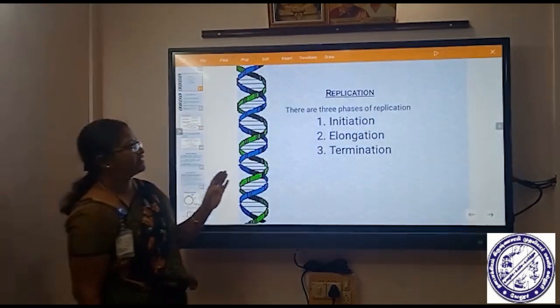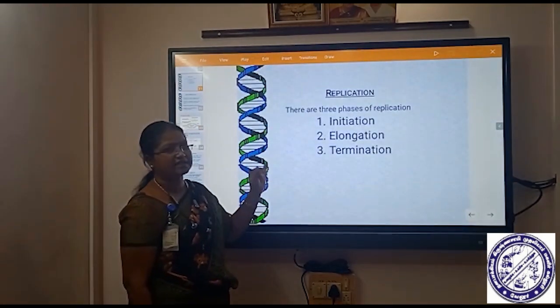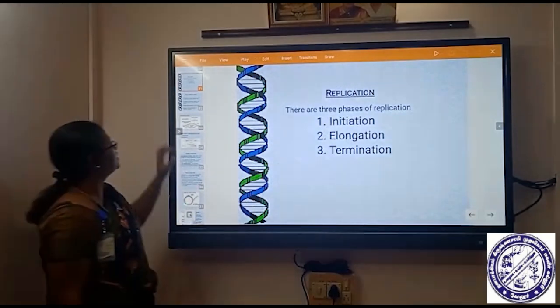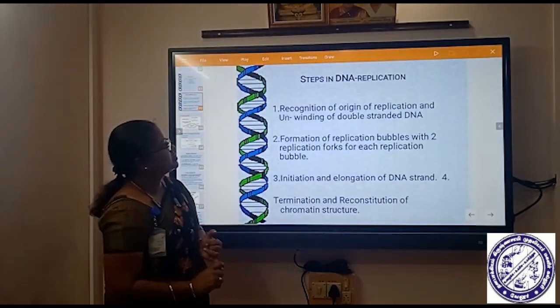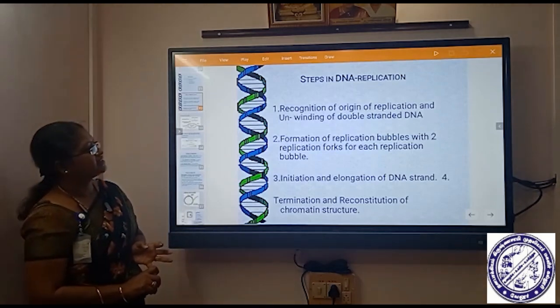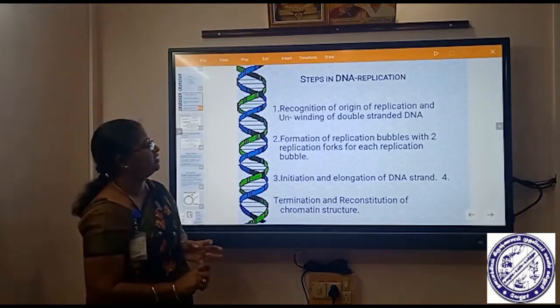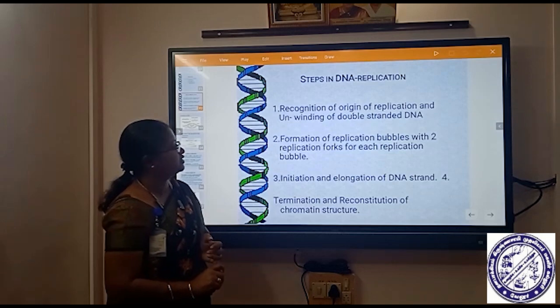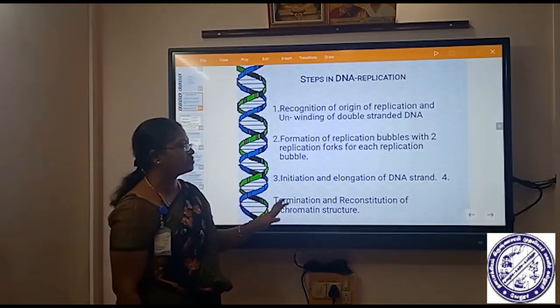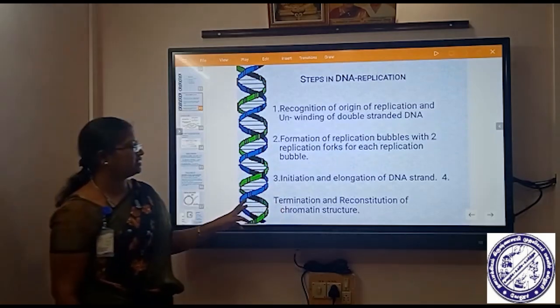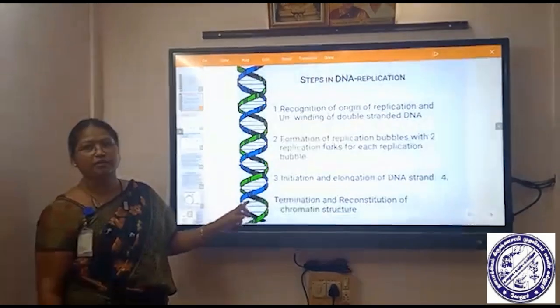So there are three phases which take place during replication, that is initiation, elongation and termination. The first step for replication is recognition of the origin of replication and unbinding of double-stranded DNA, formation of replication bubbles with two replication forks for each replication bubble, initiation, elongation of the DNA strand, and termination and reconstitution of chromatin structure.